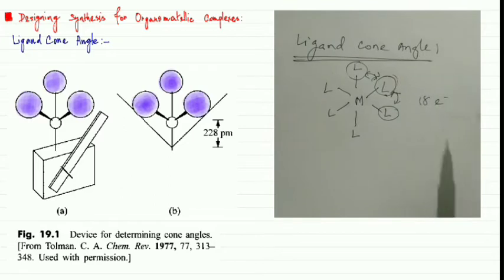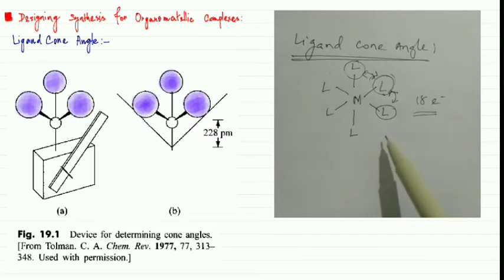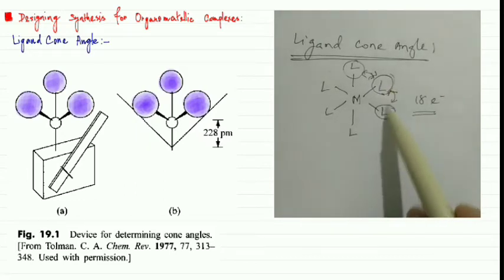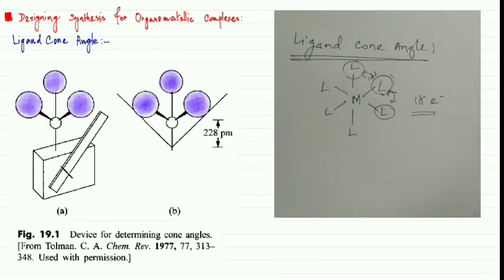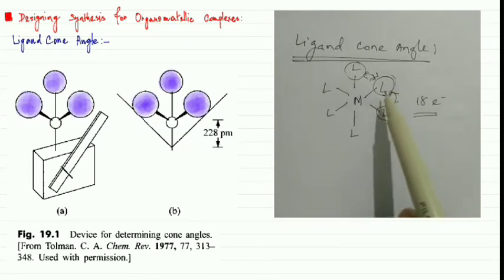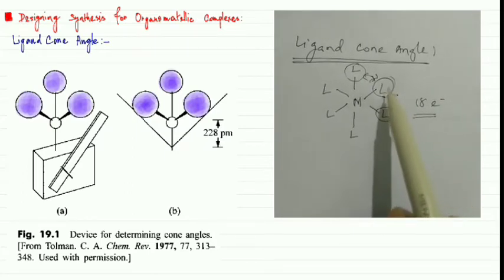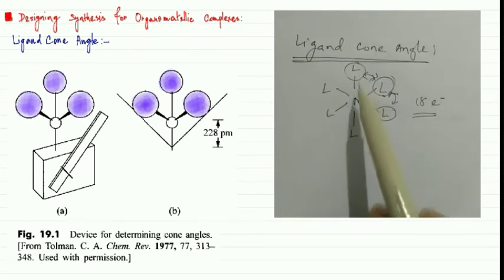Though they follow the 18 electron rule, that means according to the 18 electron rule this is stable, but according to the steric effect it is not stable. That is the main point. So to understand the stability of a complex, we have to know about the volume, or how much size is occupied by that ligand. We need to know about it.